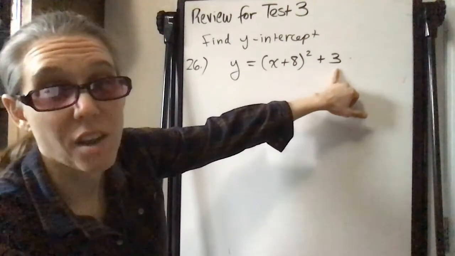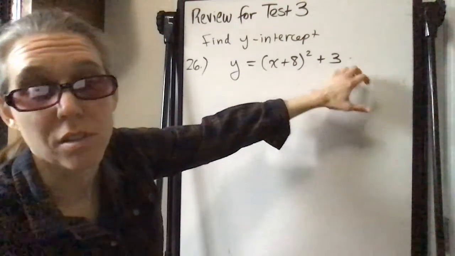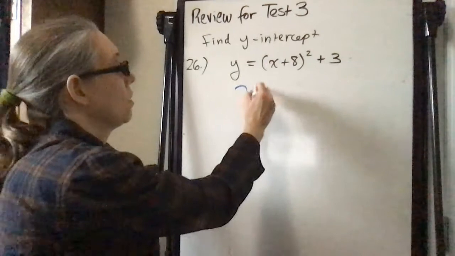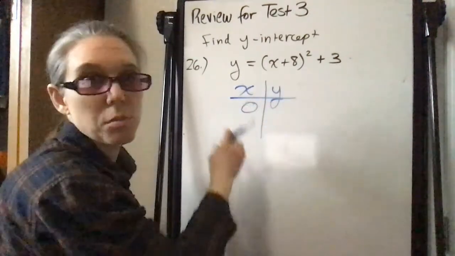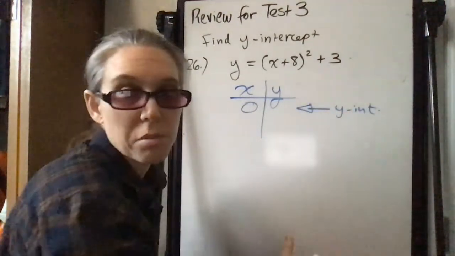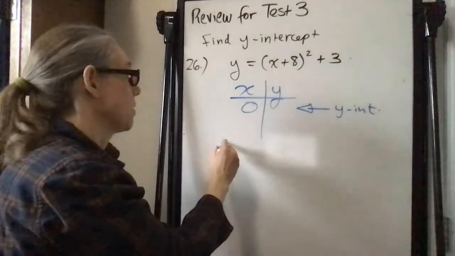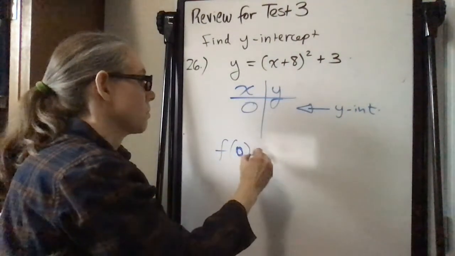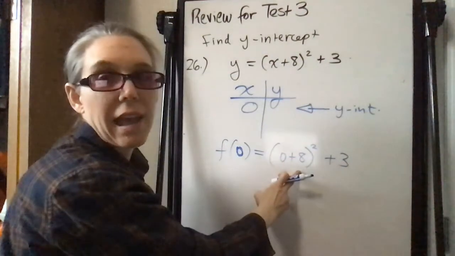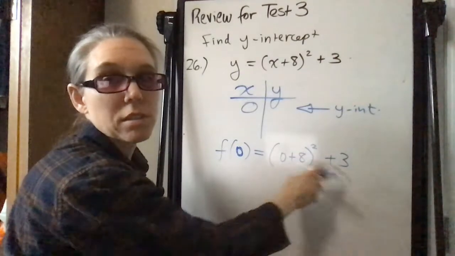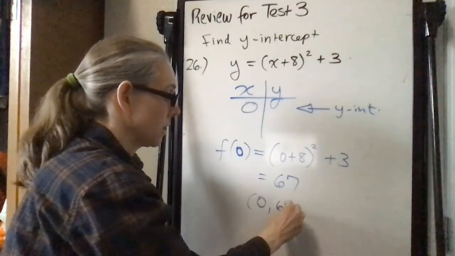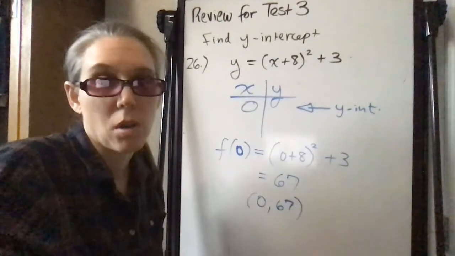For question number 26, you're supposed to find the y-intercept. The y-intercept is not 3. This is not the c value, because this is not written in ax squared plus bx plus c. So remember, anytime you want to get a y-intercept, you plug in 0 for x, and whatever you get for y, that's your y-intercept. So f of 0 is equal to 0 plus 8 squared plus 3. So 8 squared is 64, 64 plus 3 is 67. So 0, 67 is your y-intercept.